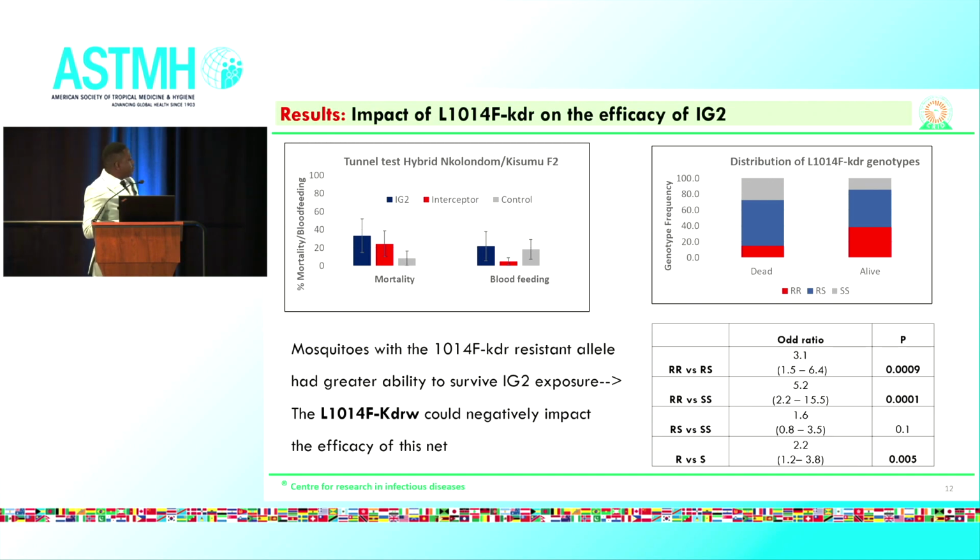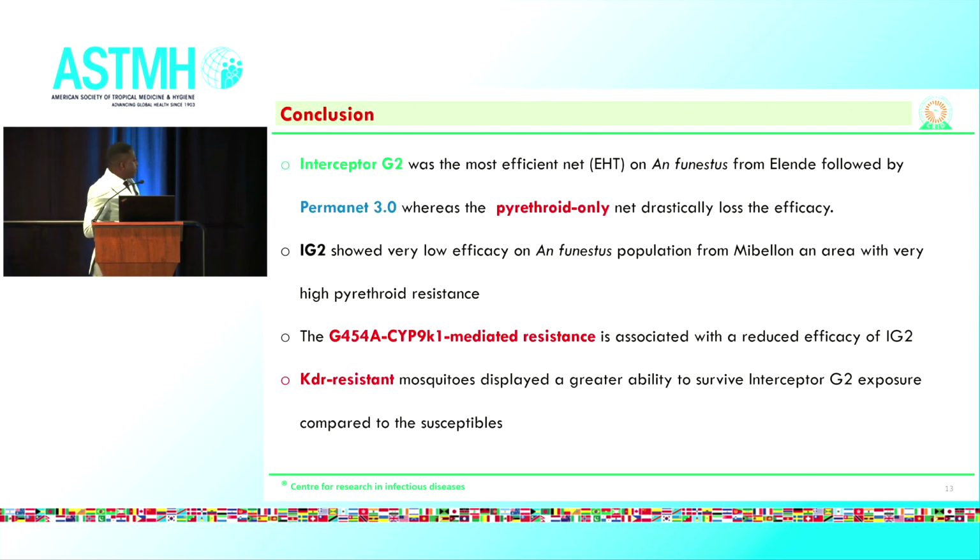And what we saw was that even for the KDR, the association was very high of having these markers and the ability to survive IG2 exposure. Although we showed previously that the KDR is negatively associated with pyrethroid resistance. So this might be probably due to resistance to alpha-cypermethrin, which is reducing the efficacy of the tool.